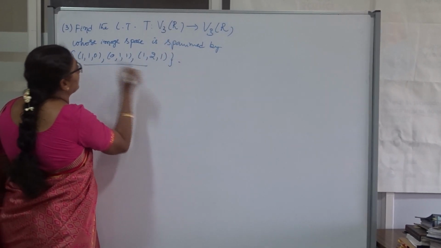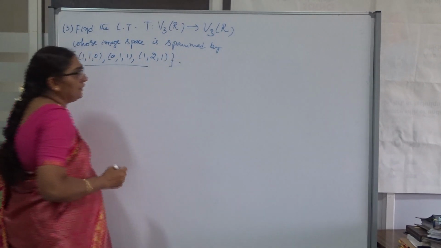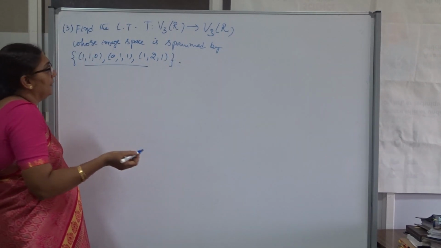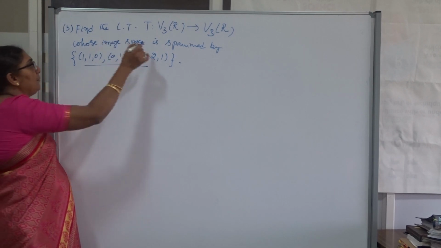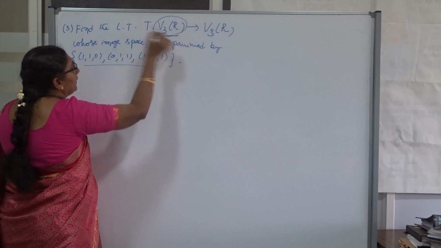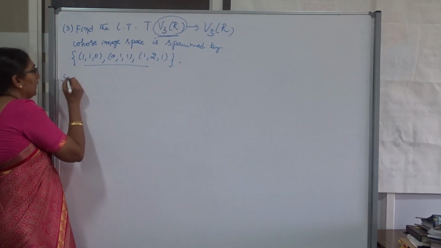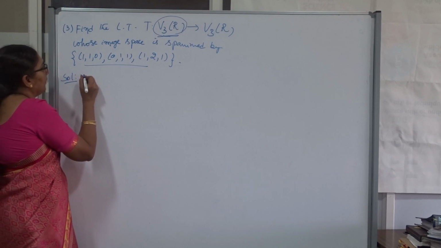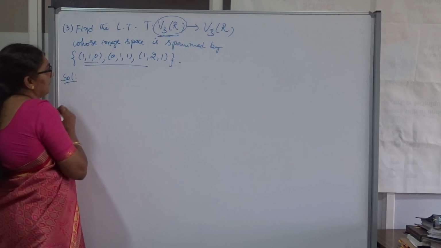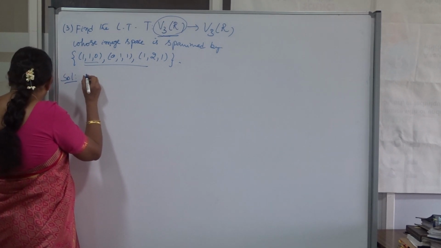These are the images of that. Now these images belong to V3 of R, which means the codomain. But they have not mentioned any ordered basis for the domain or codomain, so it is possible to take it in terms of the standard vectors or standard basis. Therefore, since they have already given the images, I have to write what the standard basis is here.